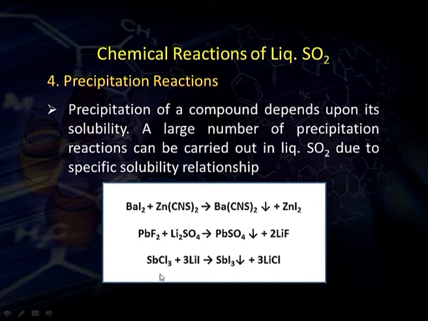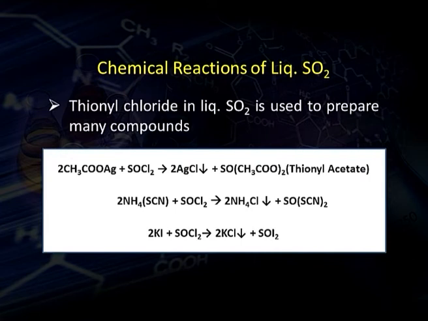Next we have antimony chloride plus lithium iodide. It will give antimony iodide precipitate and, in addition, lithium chloride. Thionyl chloride in liquid SO2 is used to prepare many compounds, like we have silver acetate. It reacts with thionyl chloride to form a precipitate of silver chloride plus thionyl acetate. So, silver chloride can be prepared by this reaction.